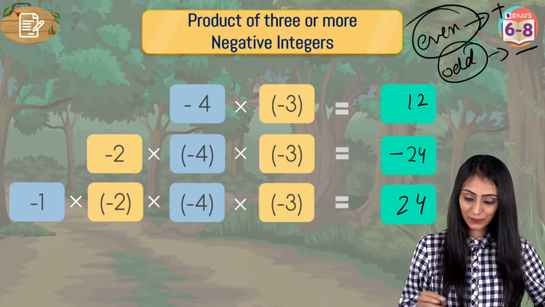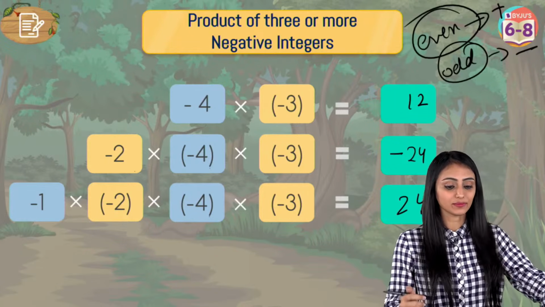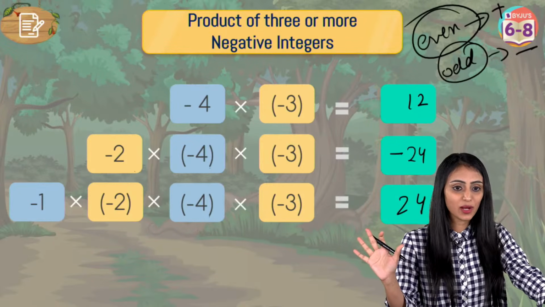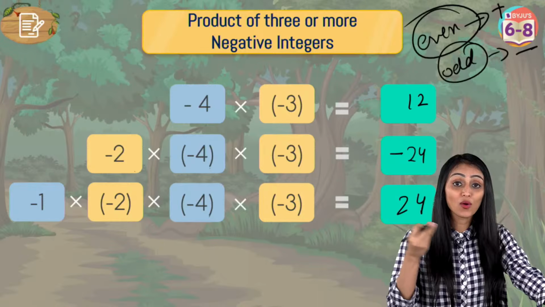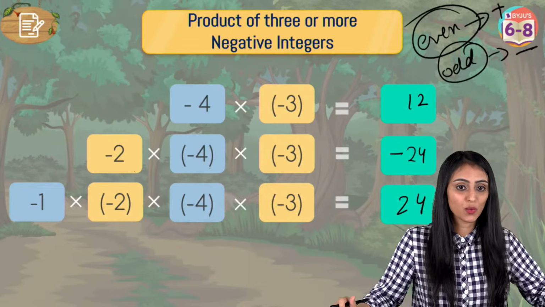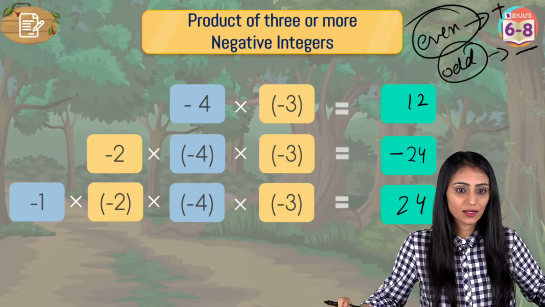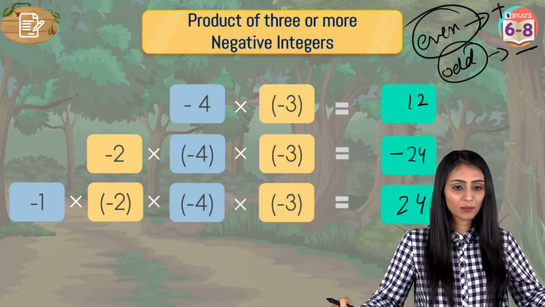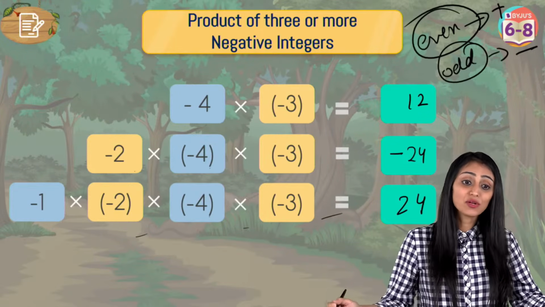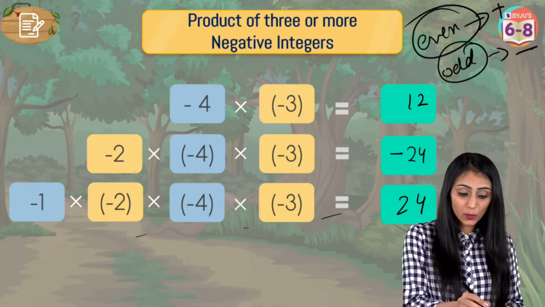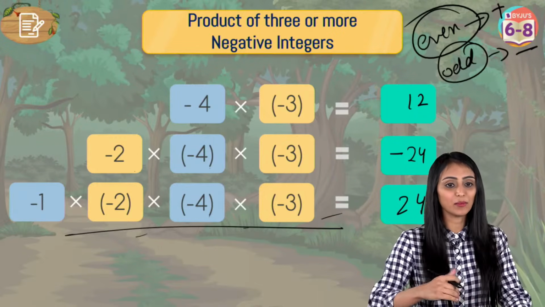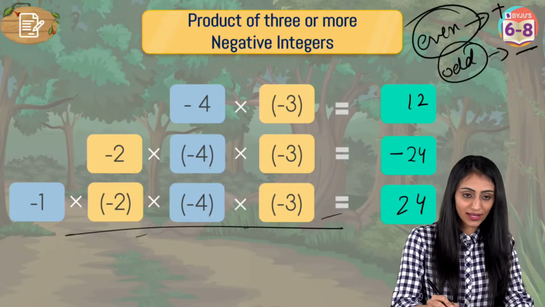I hope this is clear. All right, no doubt still here. This is clear to everyone. If we have 3 or more negative integers, and you come across such questions, will you show them on the number line? For such things, the number line is not needed. You can do it this way only. Yes, I think this is easier than the number line. All right, this is clear to everyone.